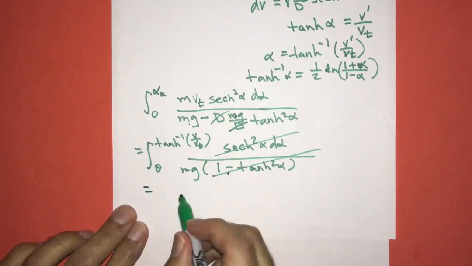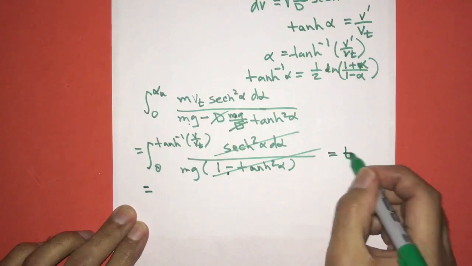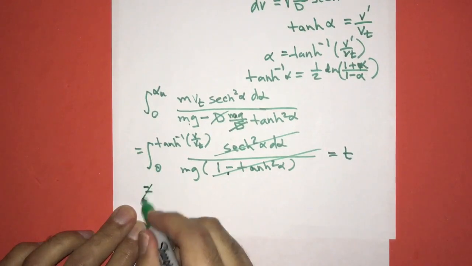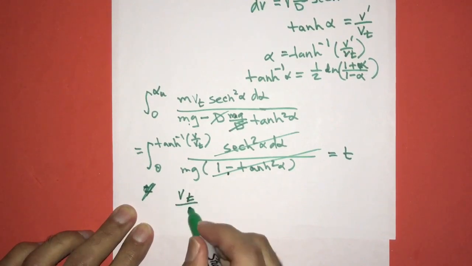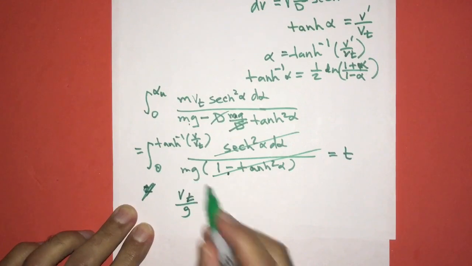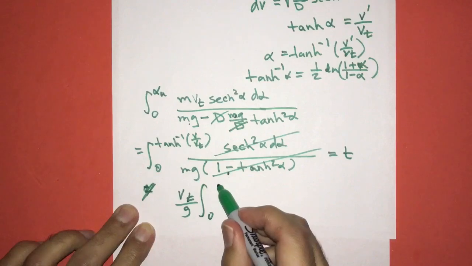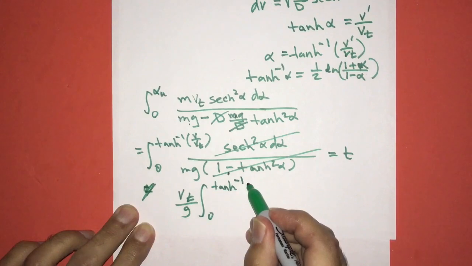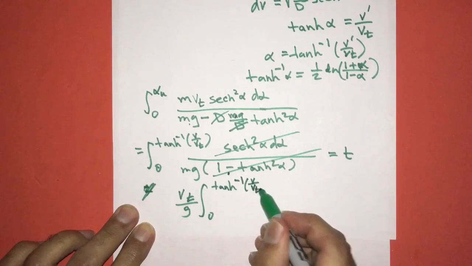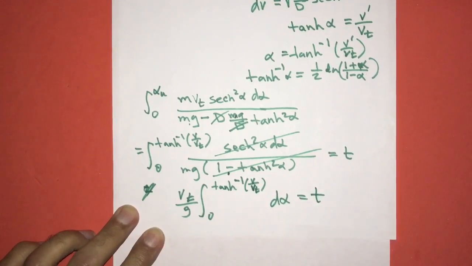So let's see what we get now that we simplify things a bit. Of course, all this is equal to time. Here we've got our terminal velocity over g. We take that out of the integral sign, and we get 0 to our upper limit of integration, which is the hyperbolic tangent inverse of v over terminal velocity, and now we just have d alpha equals our time. So now this has become easy to integrate.